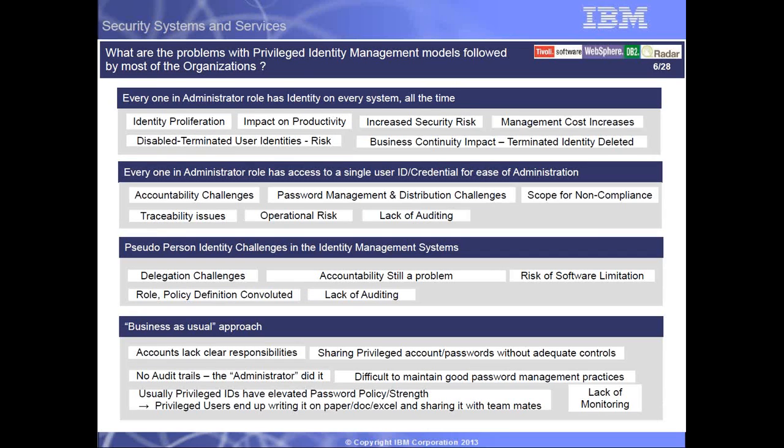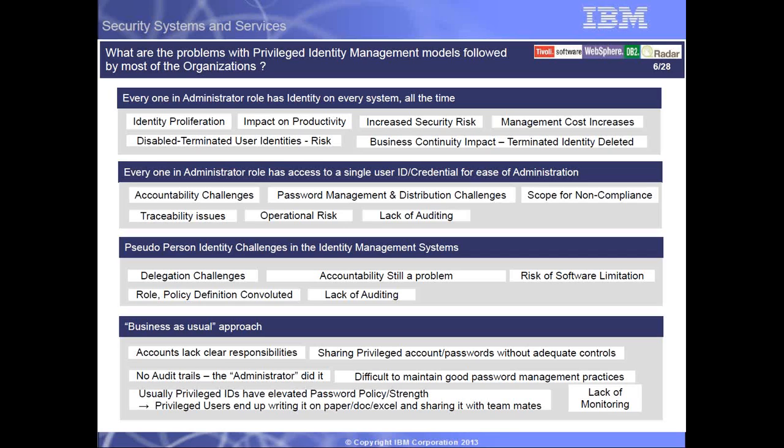So next, we talked about privileged identities, problems with them, now problems around them. Now let's talk about different models followed by most of the organizations and what are the issues around them. So the first model is everyone in an administrator role has an identity on every system all the time. Let's say there is a group of administrators.